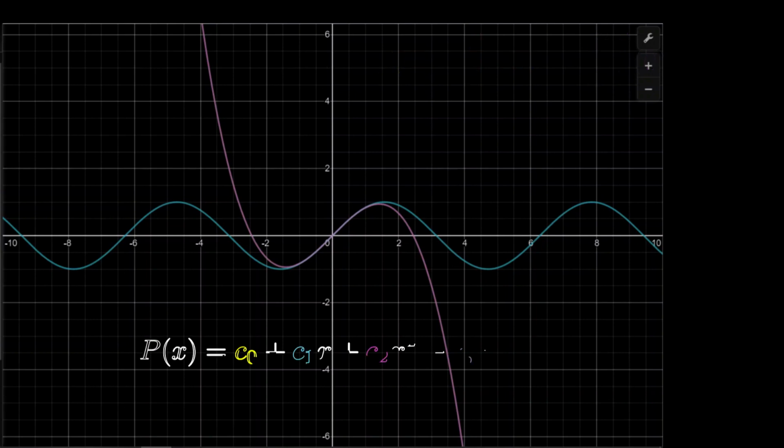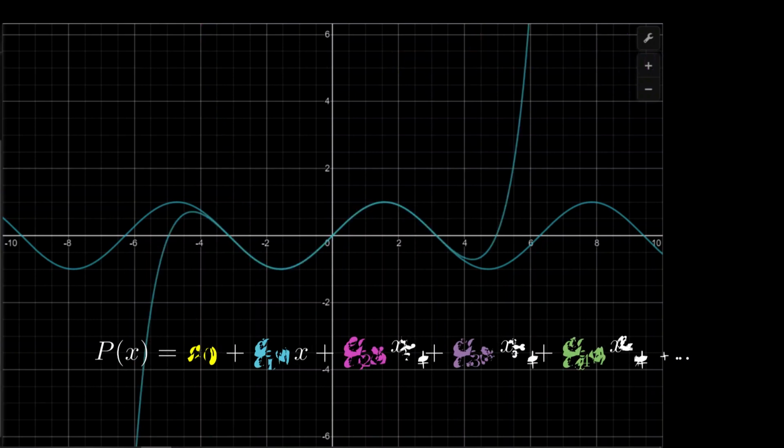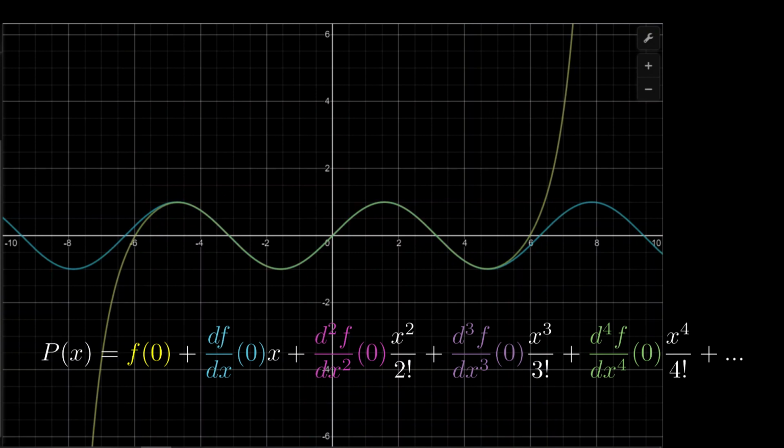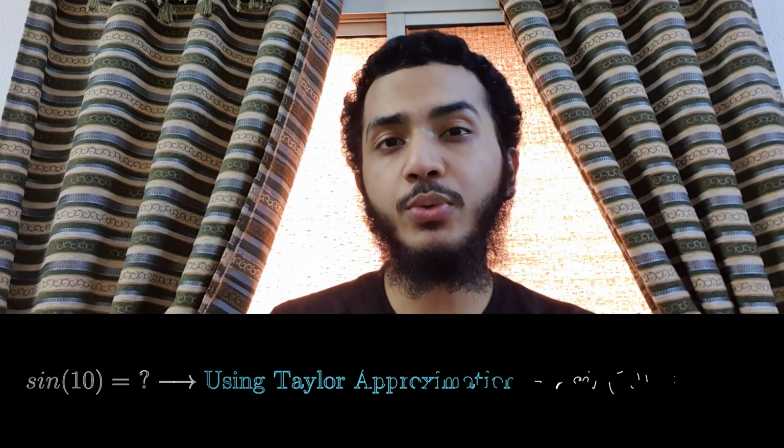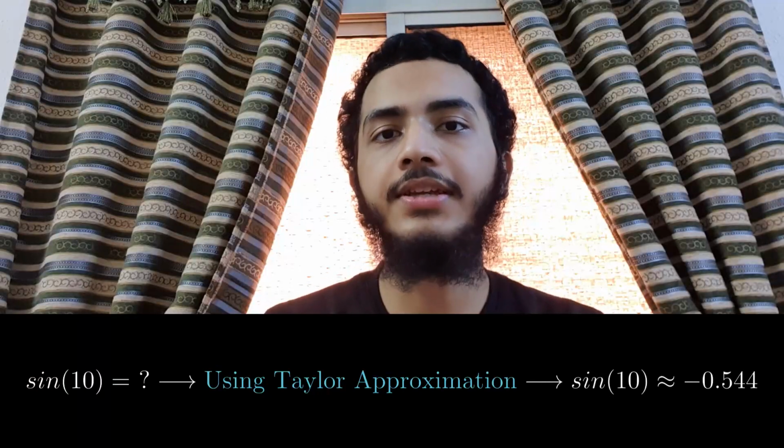So if we add more and more terms, we get a better and better approximation, at least in some cases. This gives us the insight that when a problem seems too difficult to solve, there's always a way to approximate the answer.